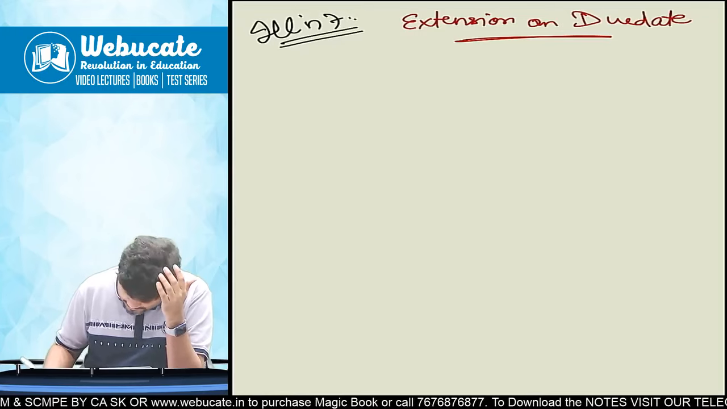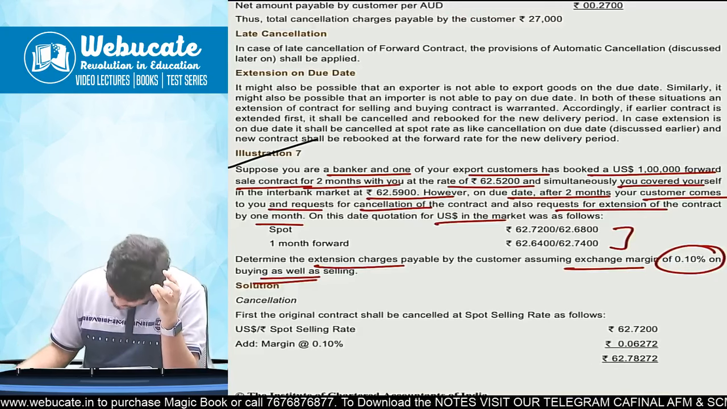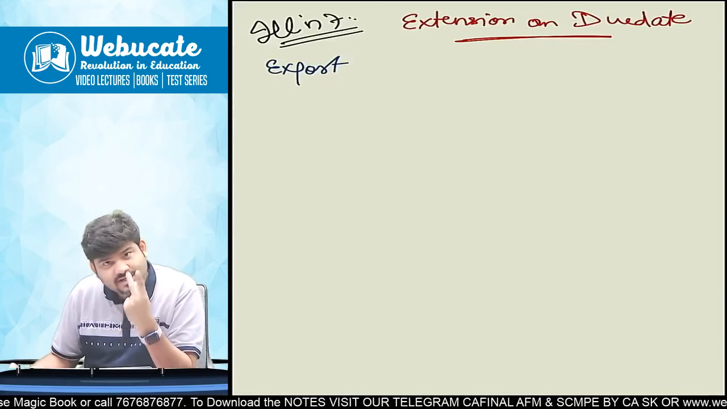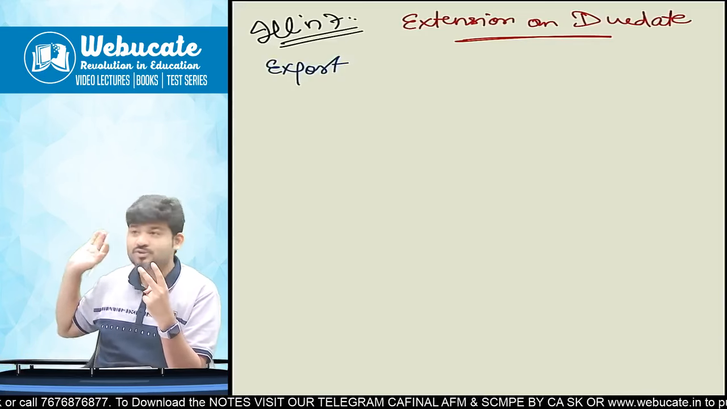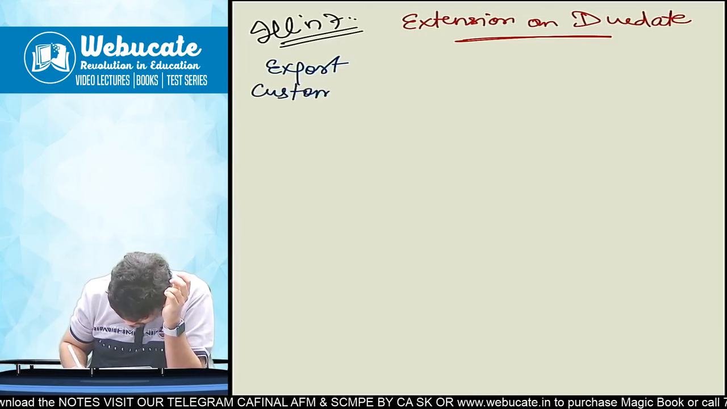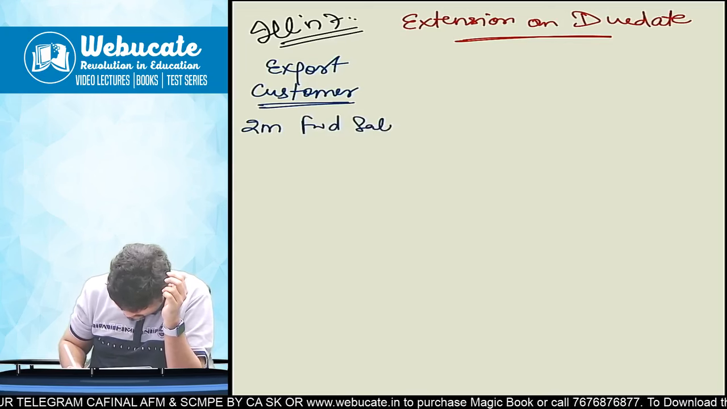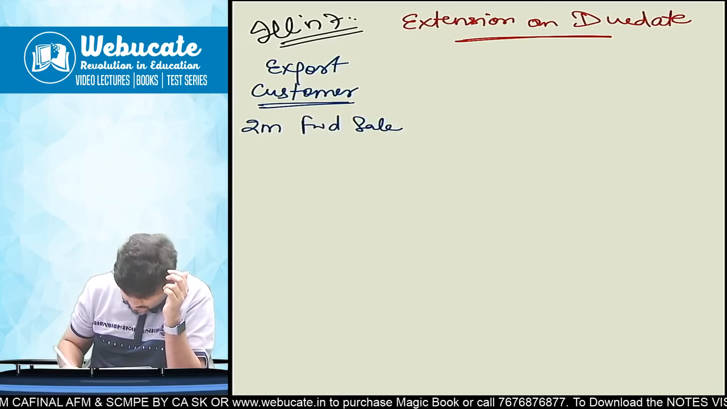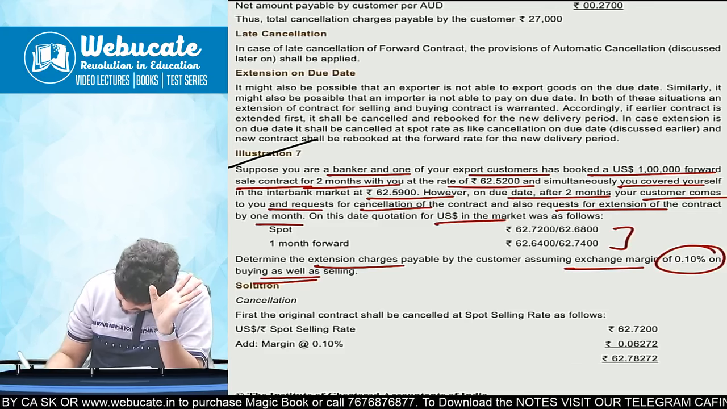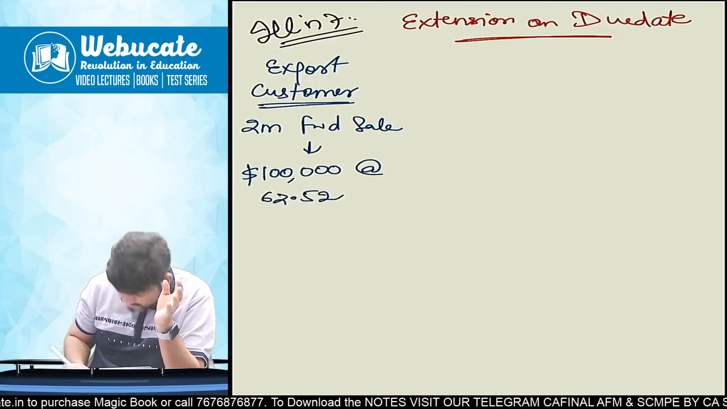Extension on due date. Suppose you are a banker and one of your export customers. So export customer will do forward sale. Remember, in cancellation and extension, bank will not lose anything. So always think from the customer's point of view. Export customer: 2 month forward sale, dollar 1 lakh at 65.252. This is freezed.